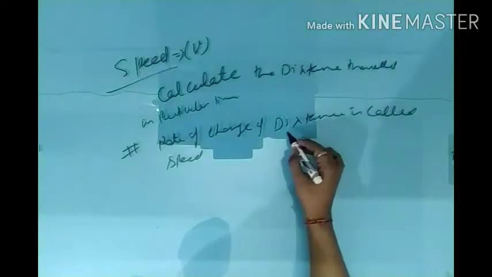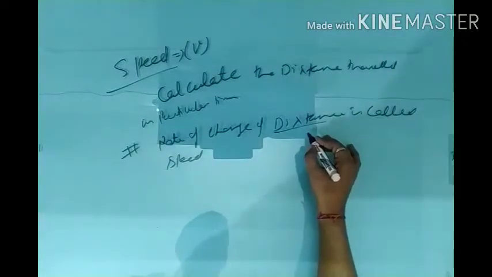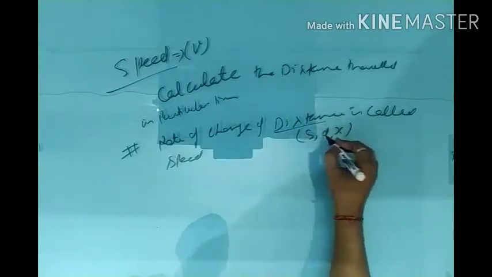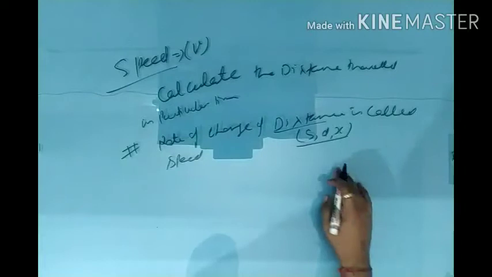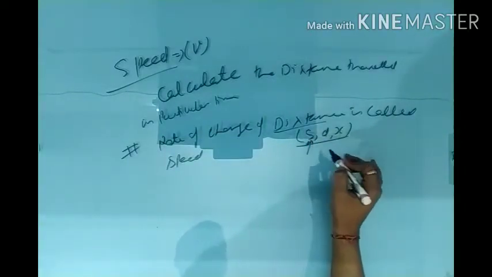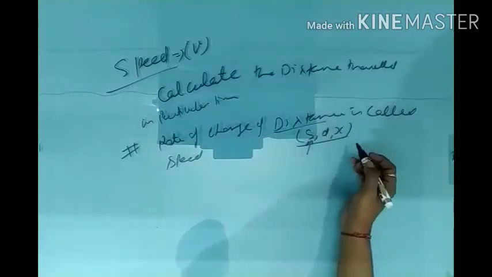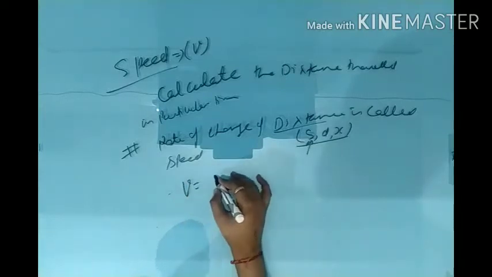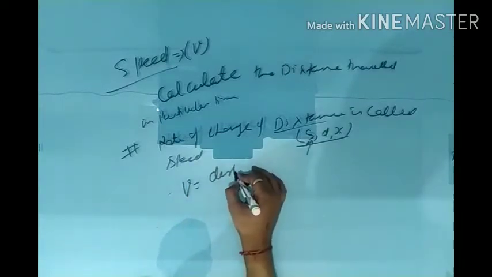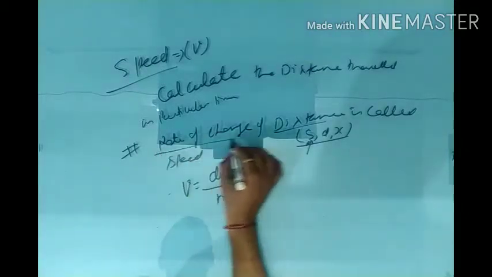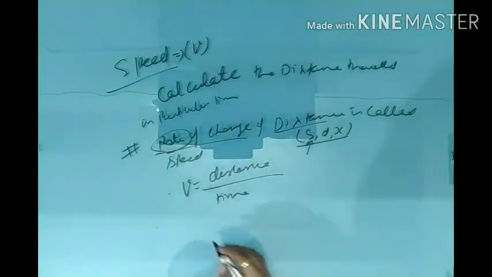Now as we know, in case of distance, we can represent distance by S, or dx. Whatever you feel comfortable with, you can use. Mostly we are using S for distance, and in case of displacement also it is S. So to make a formula, speed is equal to distance over time. As we know, that is the rate of change. Rate means something divided by time. It means speed is equal to distance divided by time.